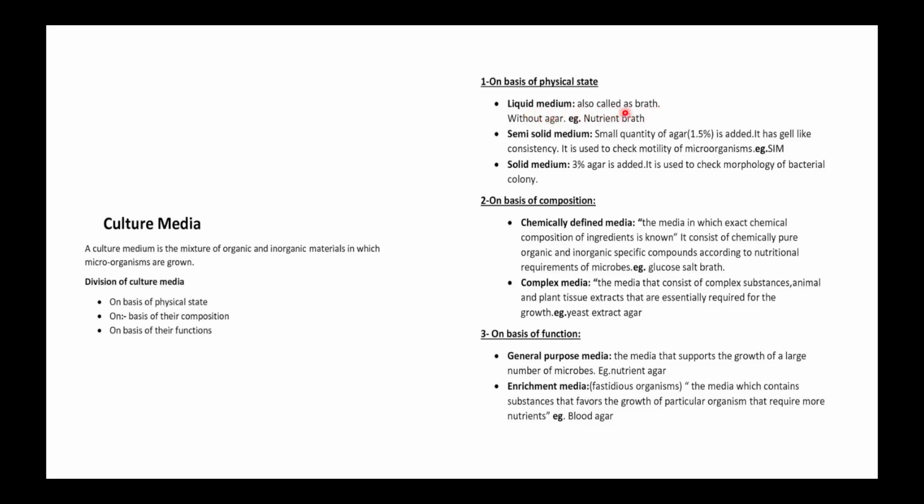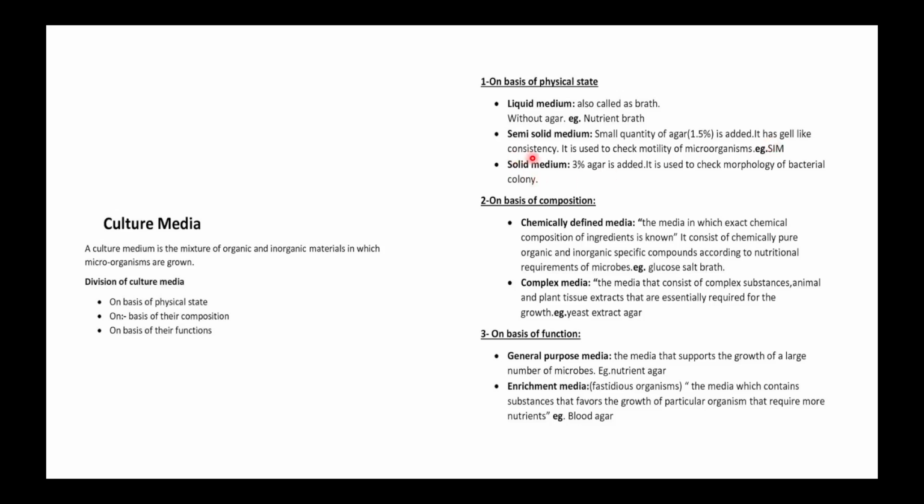Okay. So this is a broth without agar, for example, nutrient broth. If you might be familiar with the term, like LB media or Luria broth. Okay. Then there's semi-solid medium wherein a certain percentage of agar is used, which is a solidifying agent, and it has a gel-like consistency.